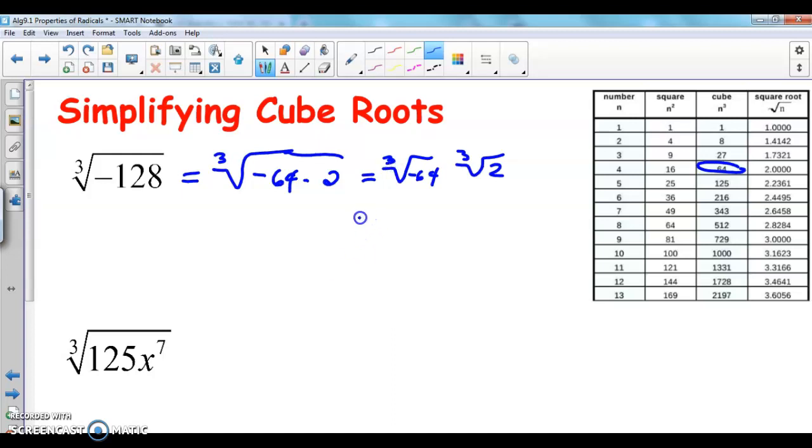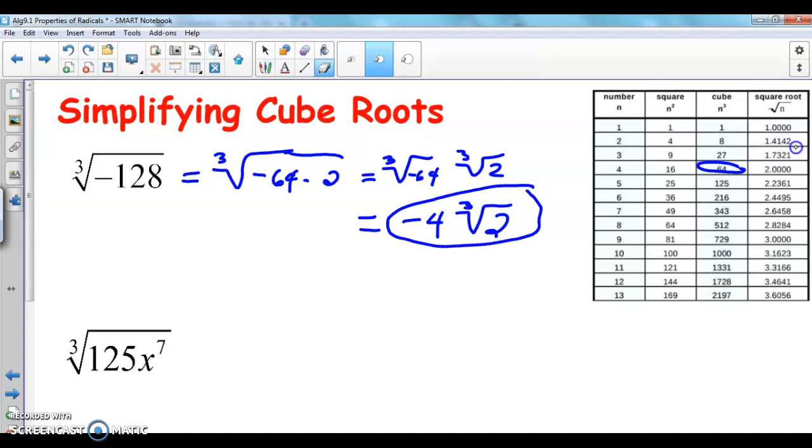So the cube root of negative 64 is, well, we know the cube root of 64 is positive 4. So if it's negative, then you turn this into negative 4. Now, 2 is not a perfect cube, so we're just going to bring it down. So the final answer is negative 4 cube root of 2. Alright, let's try the next one.